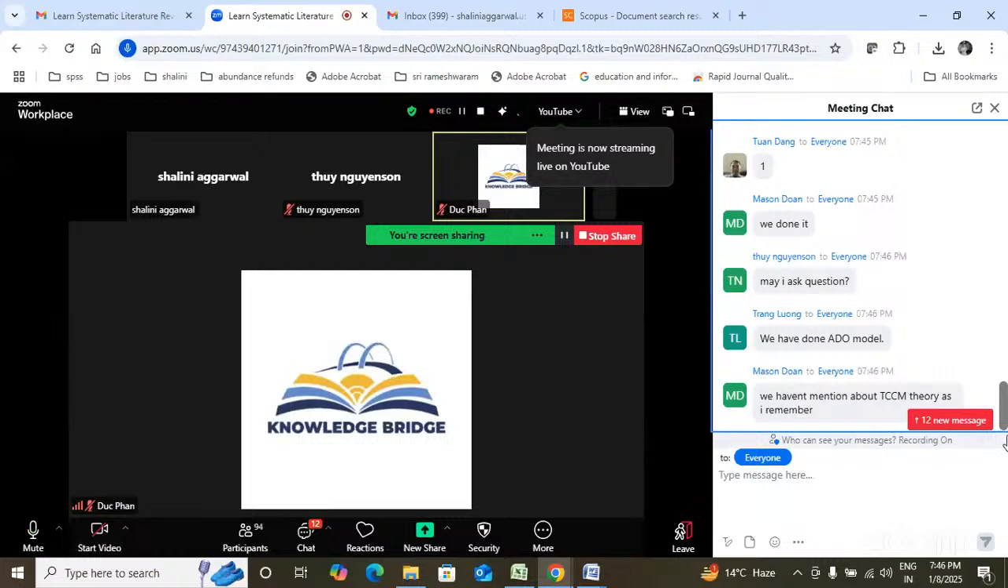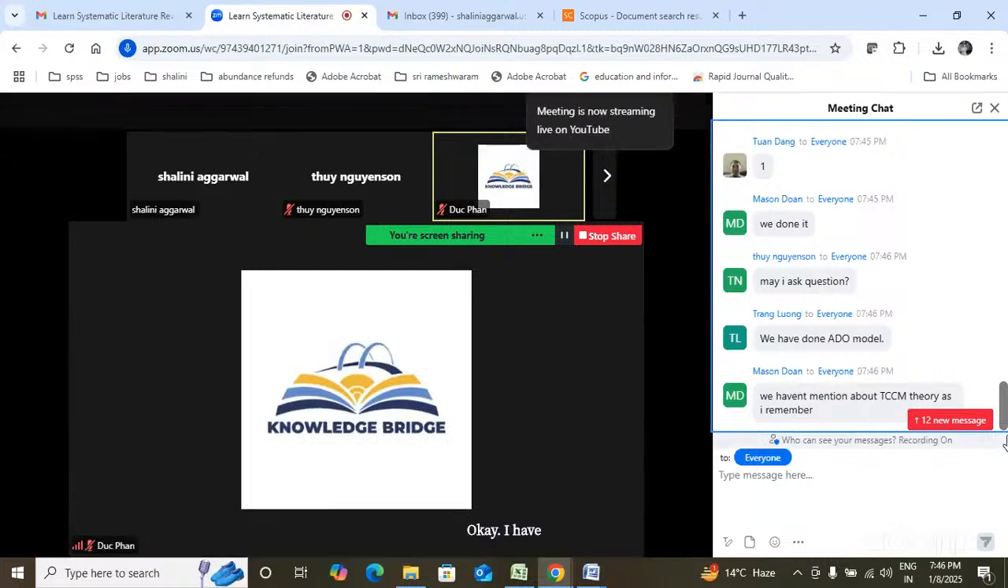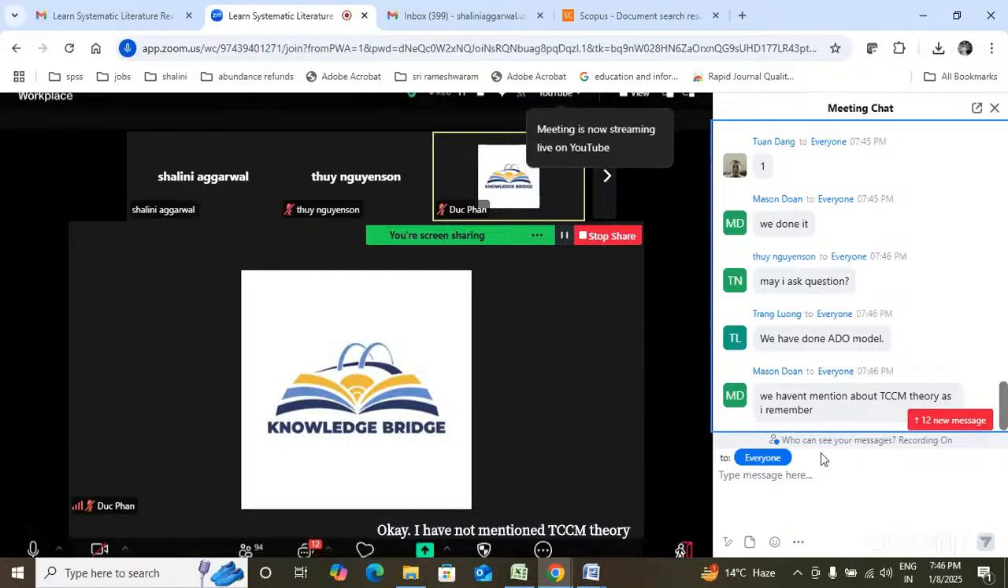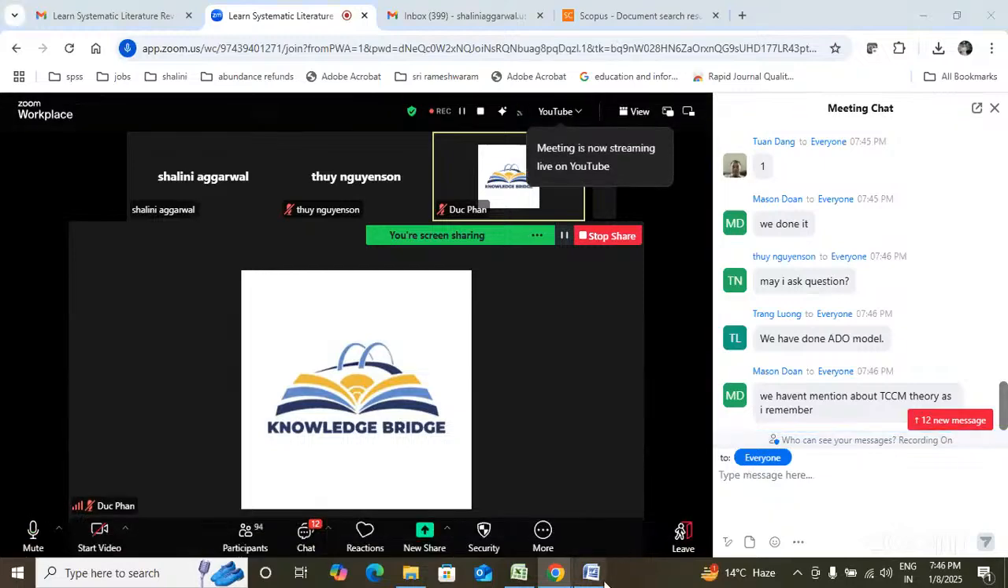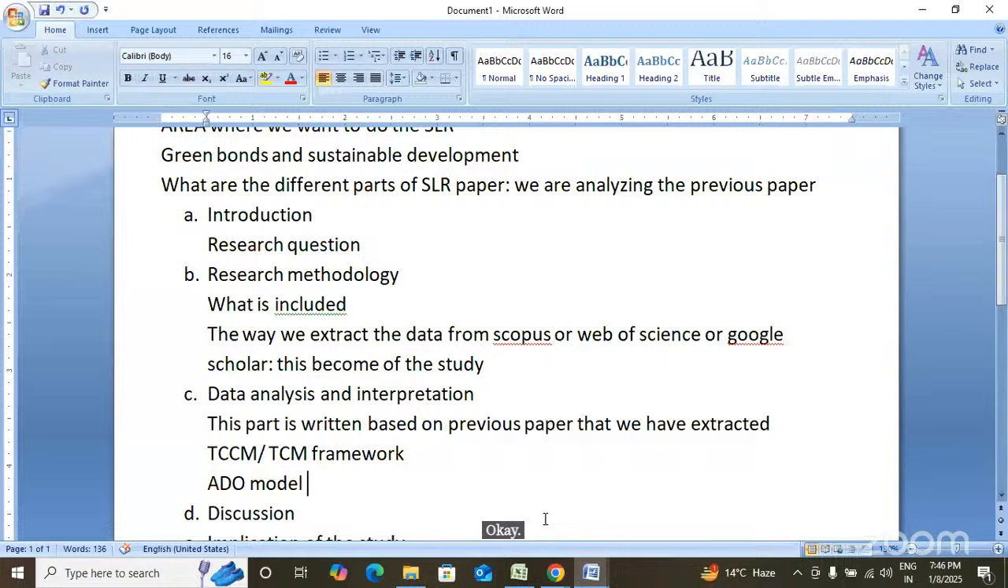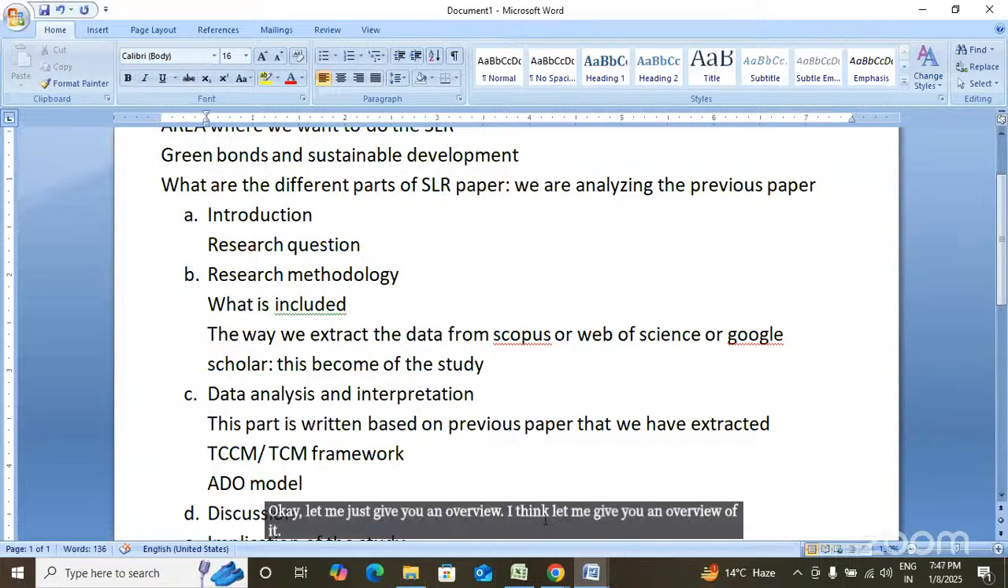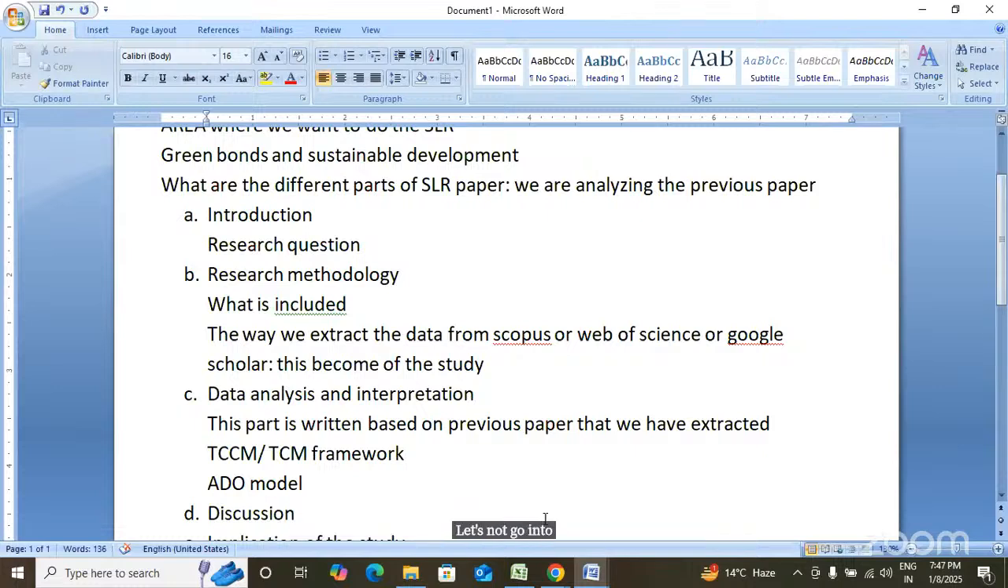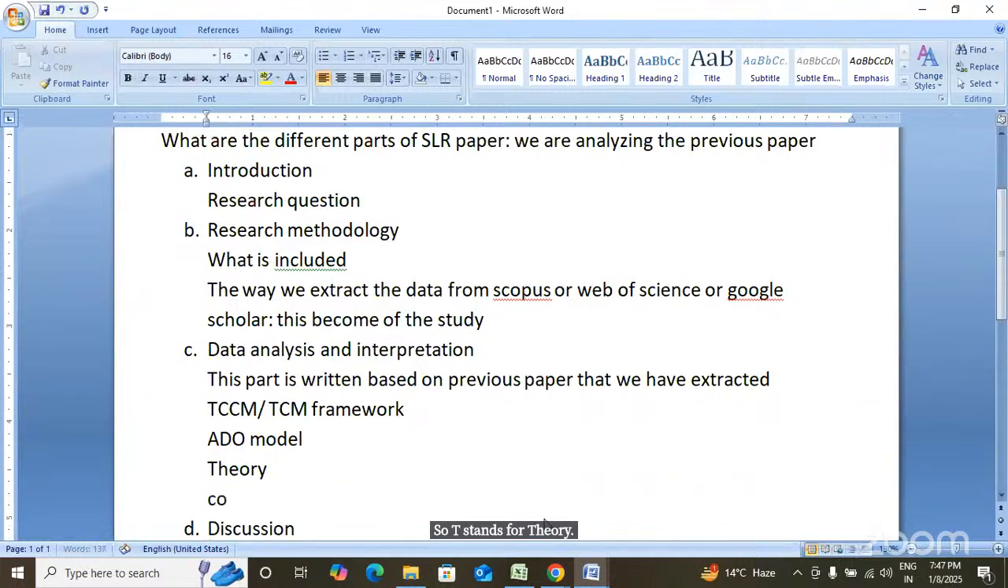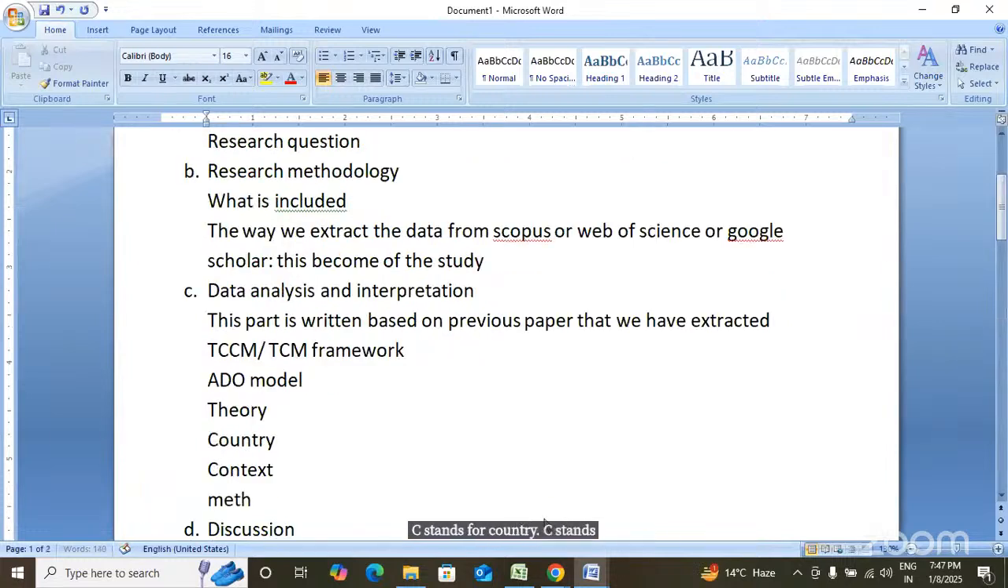Okay. I have not mentioned the TCCM framework, as I remember. Okay, let me just give you an overview of it. Let's not go into the details, but let me give you an overview of that if you want. So, T stands for theory, C stands for country, C stands for context, and M for the methodology part.